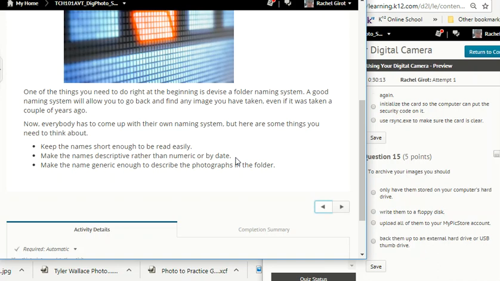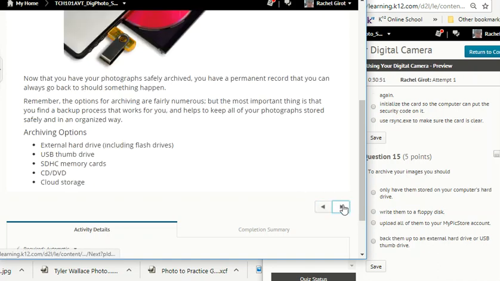And I personally like to do my dates first and then my descriptor, because then pictures that were taken on the same date will all show up together. Whereas if you just have descriptors first, if you go alphabetically, you can have pictures from like 1960 next to pictures from 2016. And if you're trying to find your 2016 party pictures, you kind of want them all in the same place. That's my thinking. That's how I do it. You have to decide though. Make the name generic enough to describe the photographs in the folder.